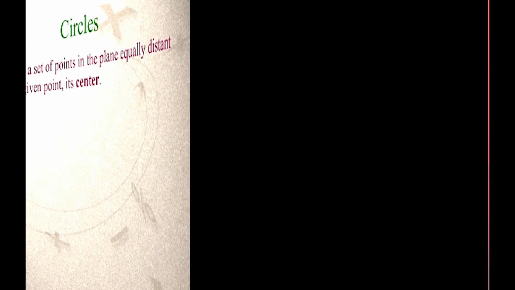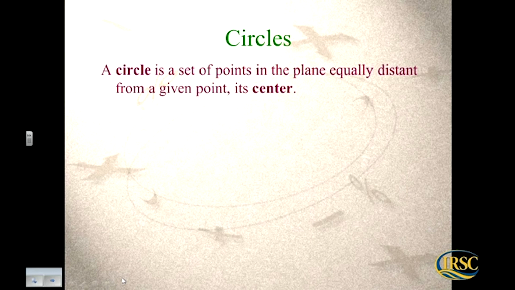So a circle is a set of points in the plane equally distant from a given point, its center. So if you start with just any point, saying that that's the center, and then we go a certain distance, all of these points, more or less, represent the circle, because it's all the points that are the same distance from that center. The center is not actually part of the circle, but you need that center as a reference point to define the points that are on that circle.